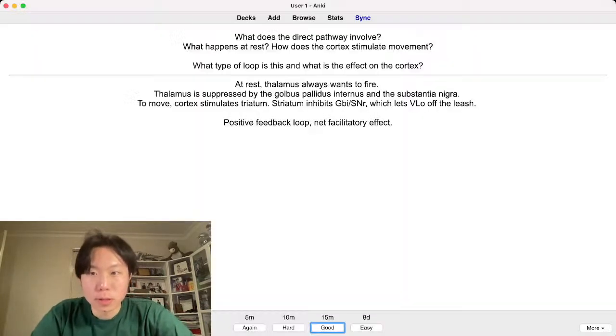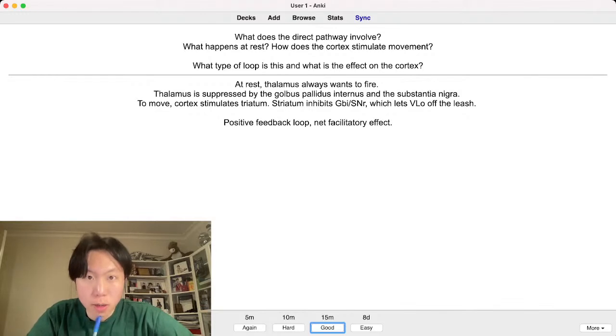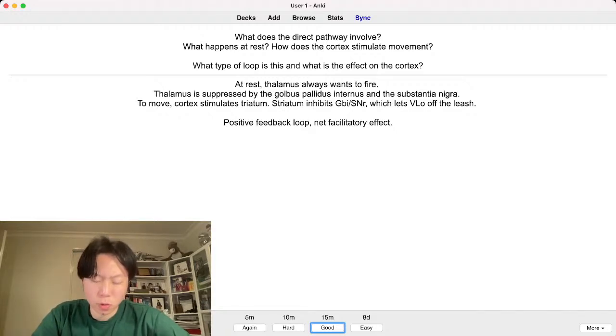So, what's the deal with this thing? At rest, the thalamus always wants to fire. The thalamus is suppressed by the globus pallidus internus and the substantia nigra. Oh, because the thalamus wants to tell the cortex what to do. Oh, okay, right.